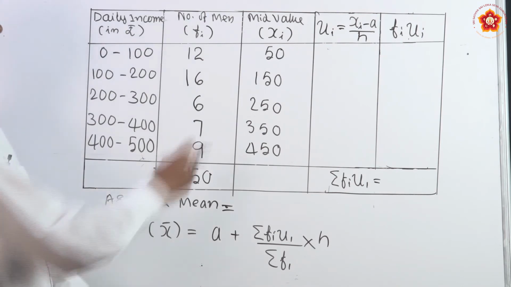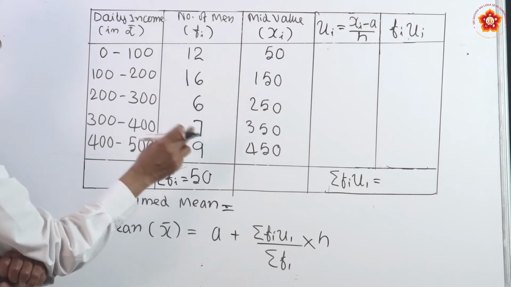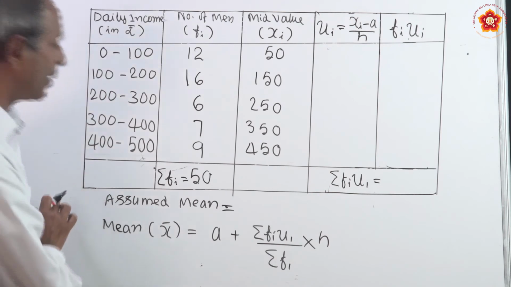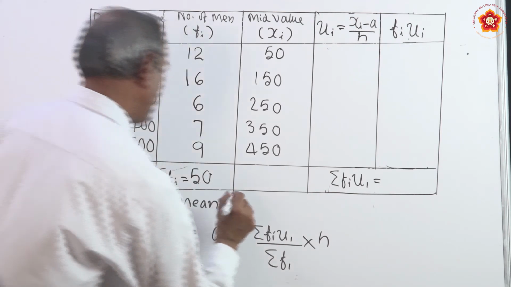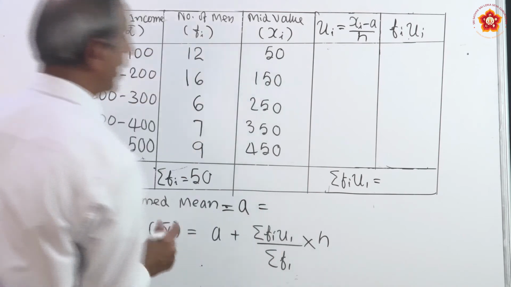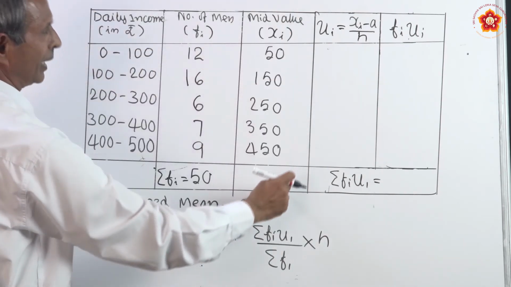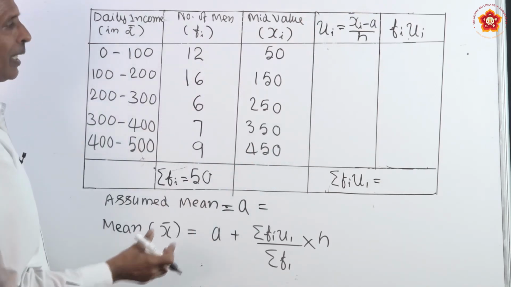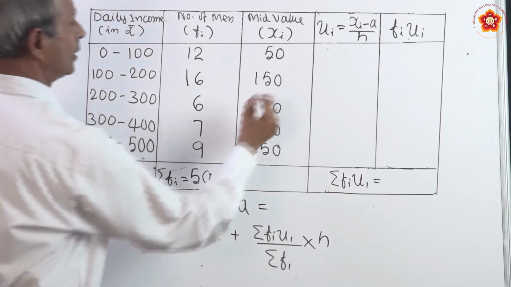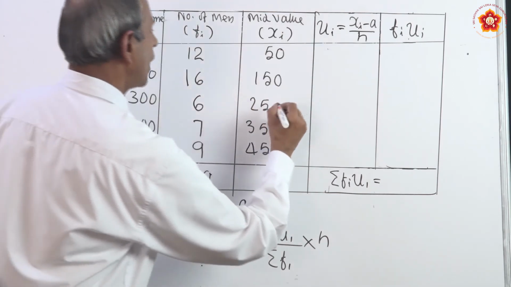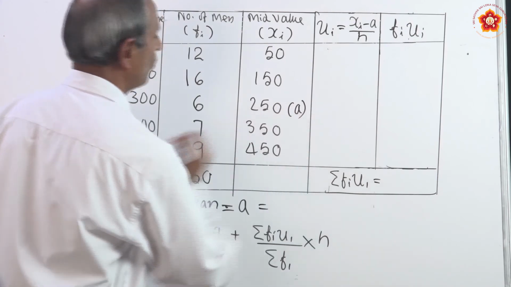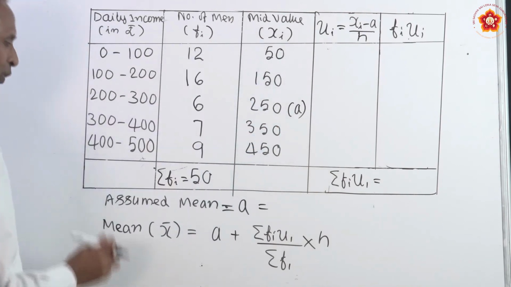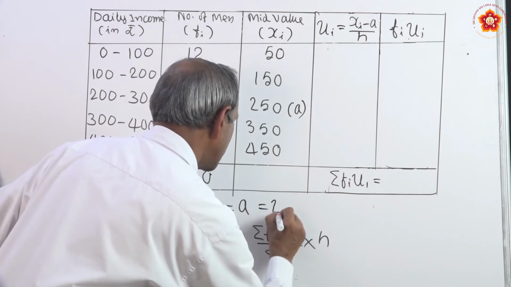To find the step deviation, first you have to assume the mean value. We already told in the previous problem how to find the assumed mean. Assumed mean is nothing but A. To find A, you have to find the middle value of the xi. Here 1, 2, 3, 4, 5 are there. If 5 are there, it is an odd number, so directly we get the middle value. In between these 5, 250 is in the middle, so directly you have to assume 250 as the mean. Here 250 is the assumed mean.